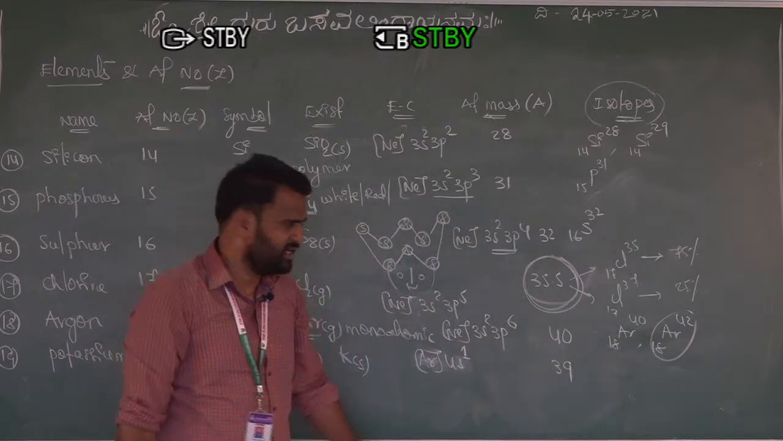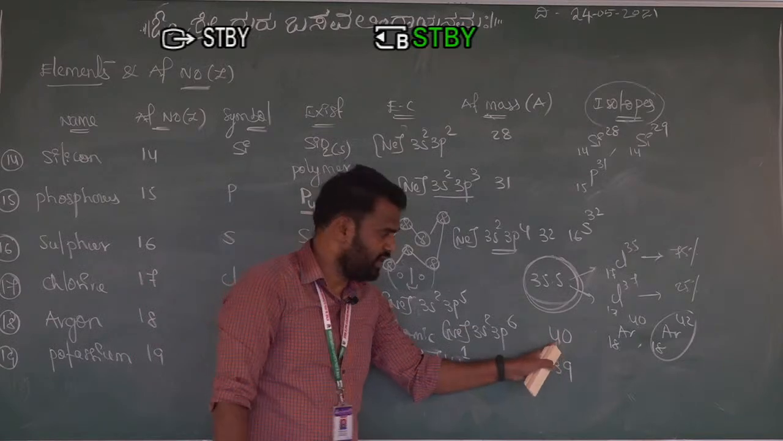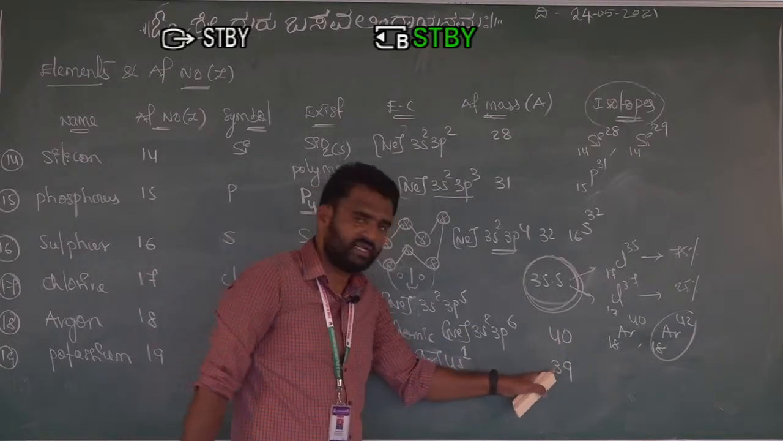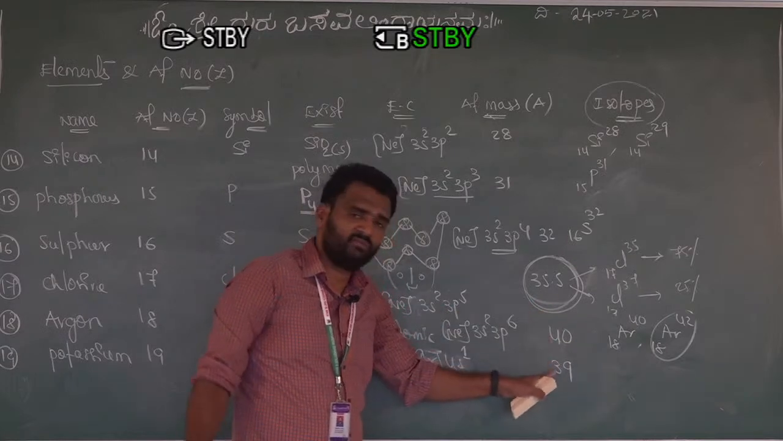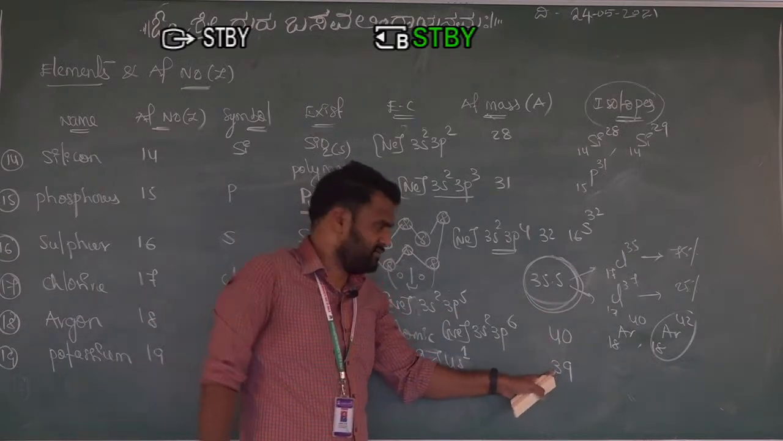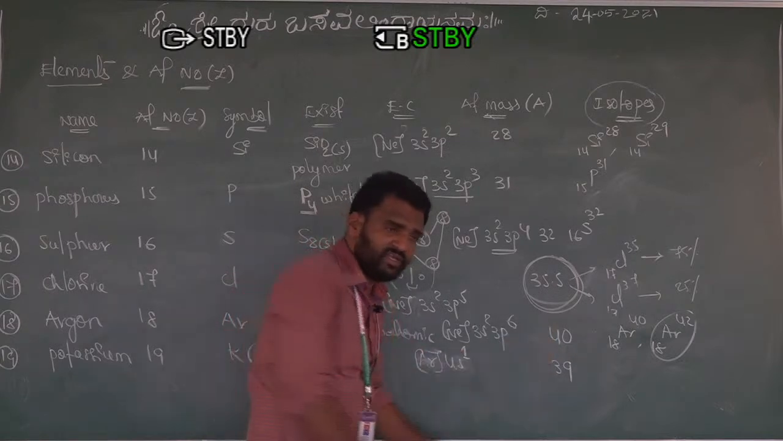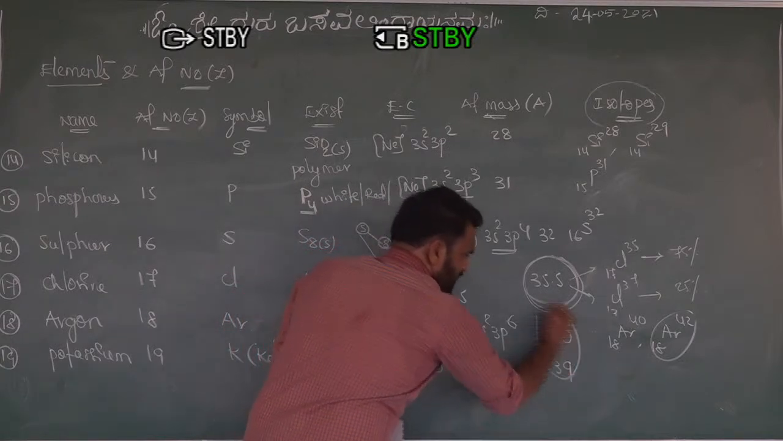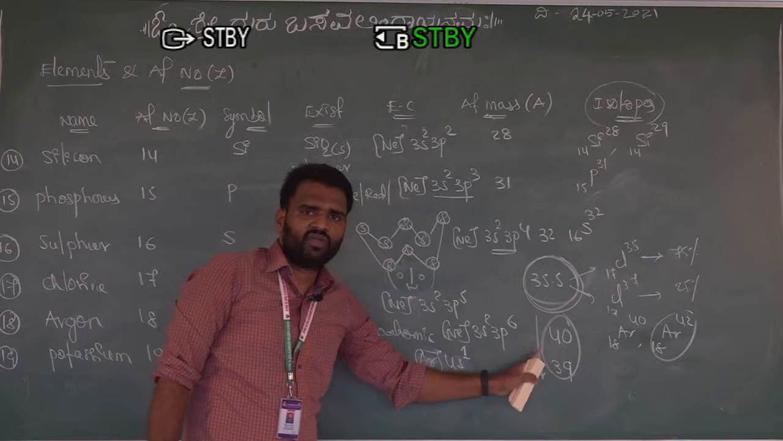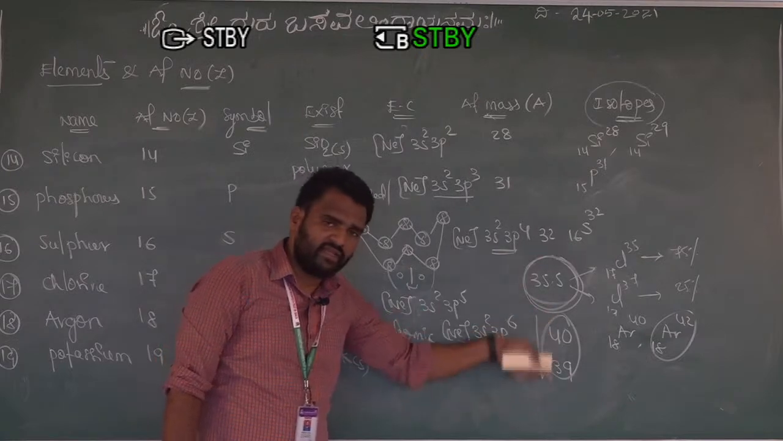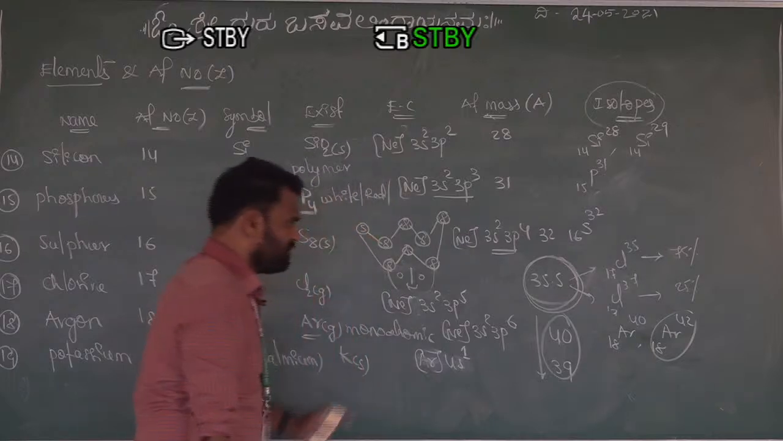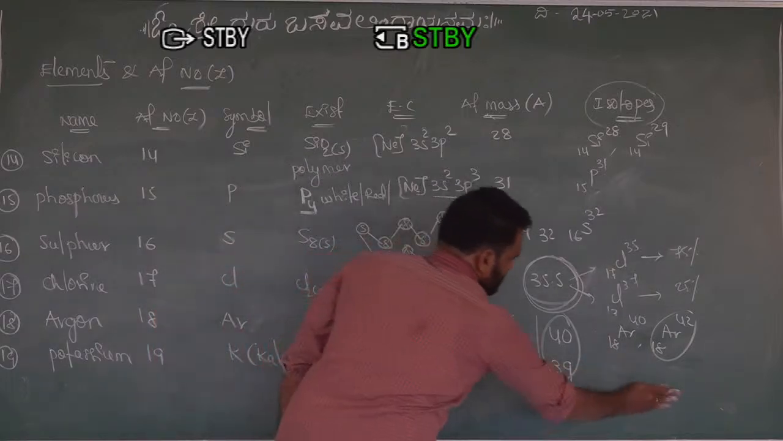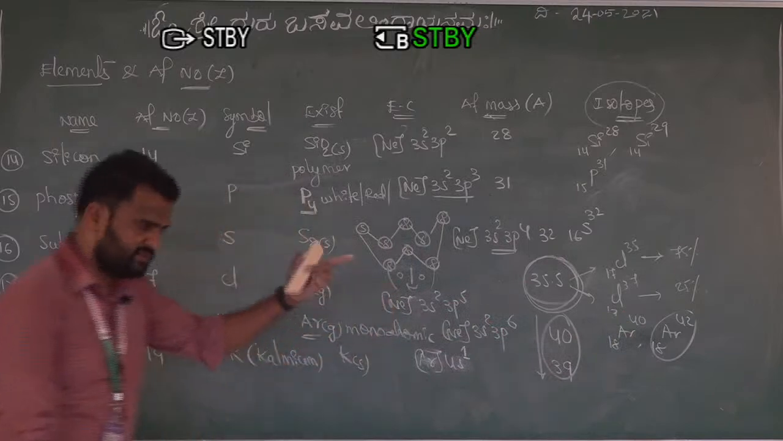So please notice here, argon atomic mass is 40 and potassium atomic mass is 39. If you see the atomic numbers, argon is 18 and potassium is 19. Even though the atomic number is more, its mass number is decreasing. This is one drawback. Later we'll discuss, just note it here. So 40 to 39, a decreasing trend of atomic mass. What would be the reason? Later we'll discuss. So potassium exists mainly as 39 only. There are no other isotopes.